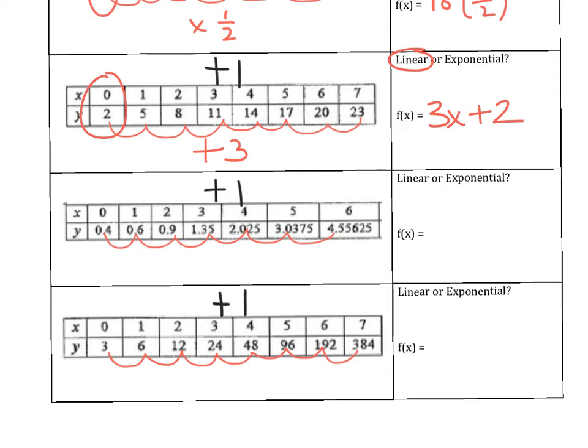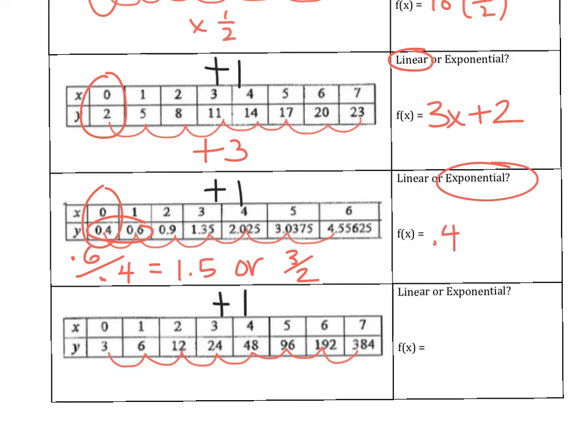Okay, the next one, you can definitely tell it's multiplying. If you're having trouble figuring out what, you can take the first 2 terms. You take the second term, which is 0.6, and divide it by the first one, and that's going to give you 1.5, or you could write it as 3/2. So that's what it's multiplying by. That's exponential. So my 0 value is 0.4 times 3/2, or you can write 1.5 to the x.